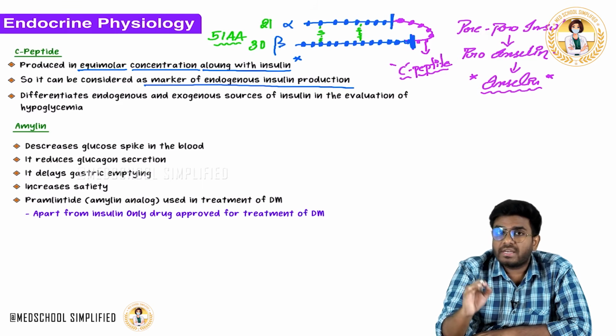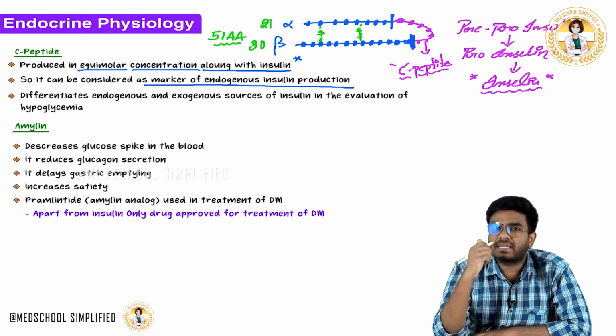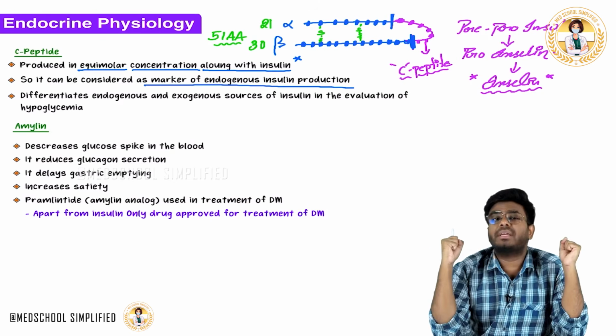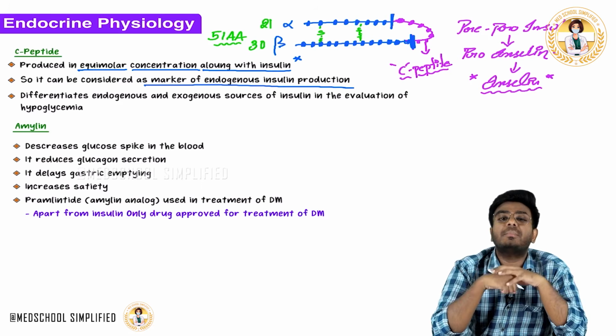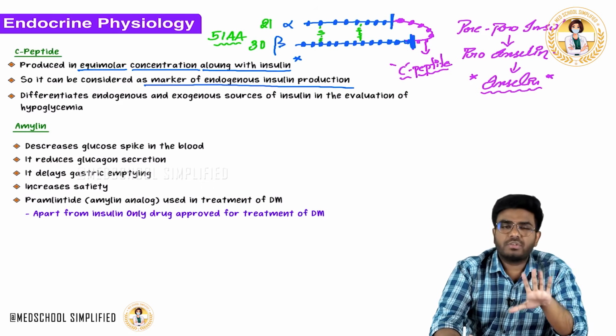How? If insulin acts on the skeletal muscles or on the adipose tissue, then the adipose tissue or the skeletal muscles will readily uptake the glucose from the blood. So what happened to the blood glucose levels? Blood glucose levels will be decreased. Well and good, now insulin is doing its job.